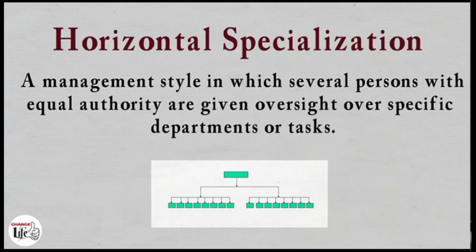Horizontal specialization is a management style in which several persons with equal authority are given oversight over specific departments or tasks. Such kind of organization system or structure of society you can observe in stakeholding companies in which no manager has authority over one another.